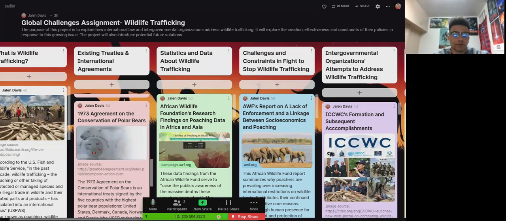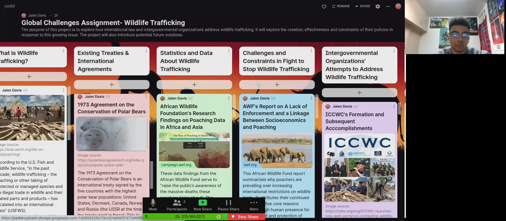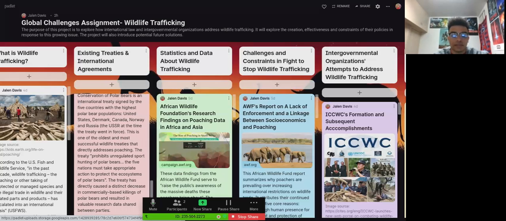The latter, the agreement on polar bears, is particularly noteworthy because it was done during the Cold War, and it shows how countries are willing to put aside political differences in the name of the environment when there's enough political pressure. This particular treaty was done by the countries with the highest polar bear rates, and this includes the USSR and the United States. The USSR obviously is now Russia, and this treaty has been remarkably successful. It's been directly linked with a distinct decrease in commercially based killings of polar bears.